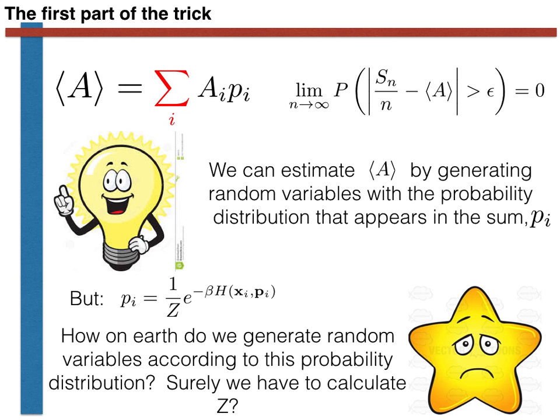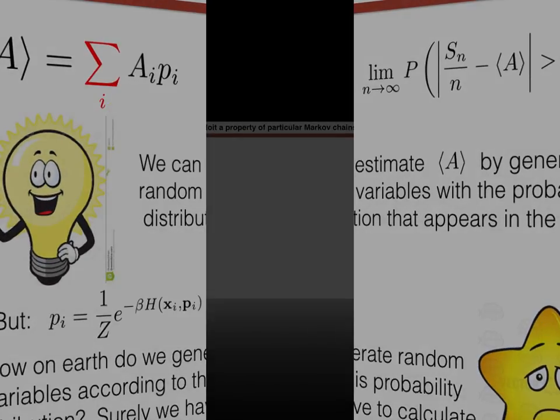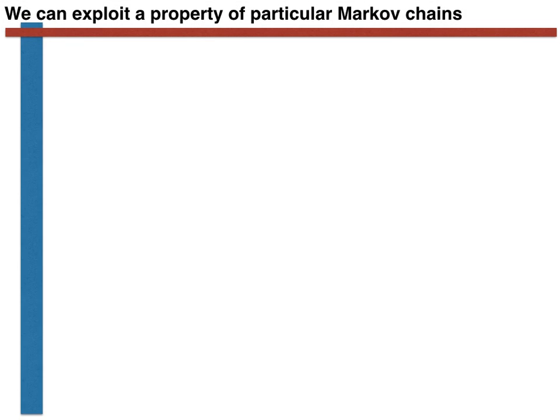Okay, great, you are probably saying, but how on earth do we choose random microstates according to these probabilities? Surely to do this, we have to calculate Z. To answer this question, we have to introduce one final piece of mathematics, namely the Markov chain. I teach a whole other course on Markov chains, and you will probably find that you need to work through some of the material in that course in order to understand what I'm about to tell you a little better.